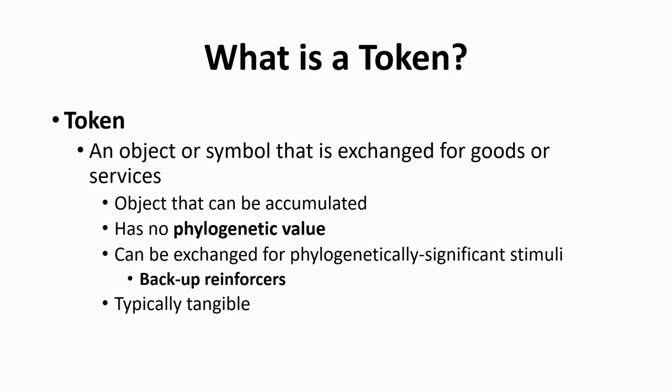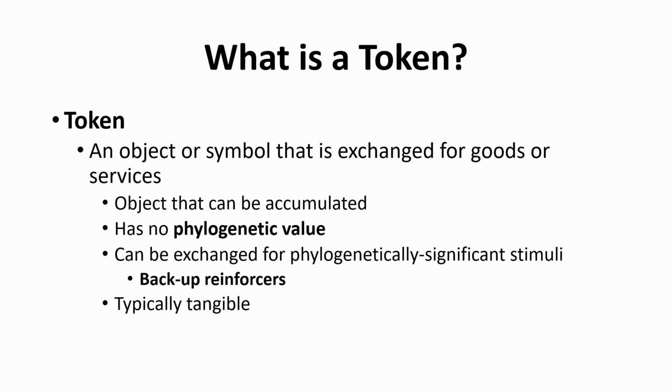We want the token itself to have no phylogenetic value, basically meaning that there is no biological value. So a poor token would be a food or a drink, something that has a use that's related to our biology. So if we're picking good tokens, we want something with no biological value to it.